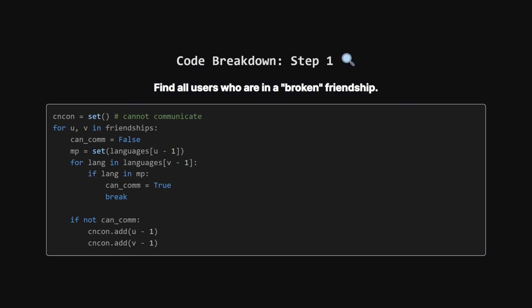For each pair of friends, U and V, we check if they can communicate. A quick way to do this is to put one person's languages into a temporary set, and then see if any of the second person's languages are in that set. If we finish checking and find no common language, we know this is a problem pair. So we add both users from this friendship into our CNCon set. The -1 is just to switch from the problem's 1-based user IDs to Python 0-based list indices.